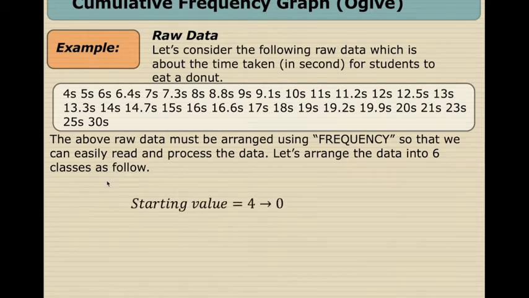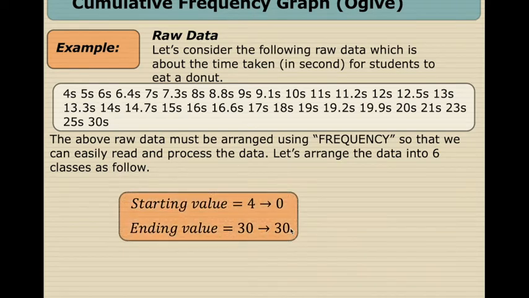So all we need to do is to pick the convenient starting value and ending value. The starting value relates to the lowest value, which is 4, so we round this down. The ending value relates to the highest value, which is 30, and it remains 30 because it's already a convenient value. So there you go.